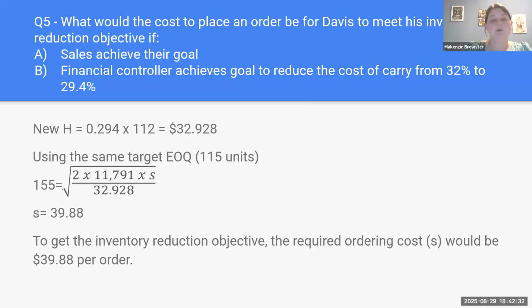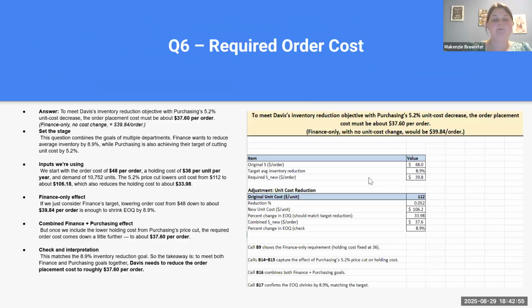1.112, which gives you 32.92928. Then you're going to use your original same target, which is going to be 155. Plug that all into the new EOQ formula, and that's going to give you 39.88. To get the new inventory reduction objective, your required ordering cost would be 39.88 per order.